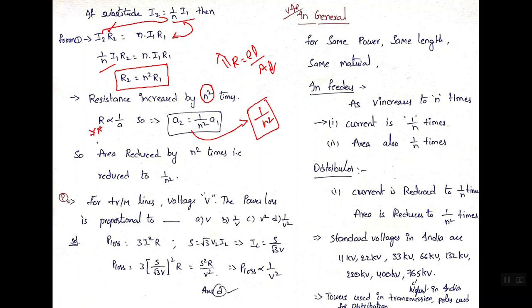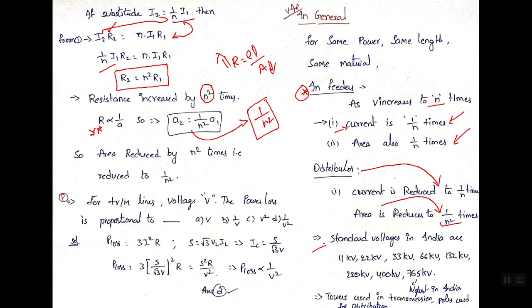Very important one, friends. So finally we can say that in case of feeders, as voltage increases n times, the current decreases to 1 by n times and area also decreases to 1 by n times. But in case of distributor, current is reduced to 1 by n times and area is reduced to 1 by n square times. This is one we have to remember.